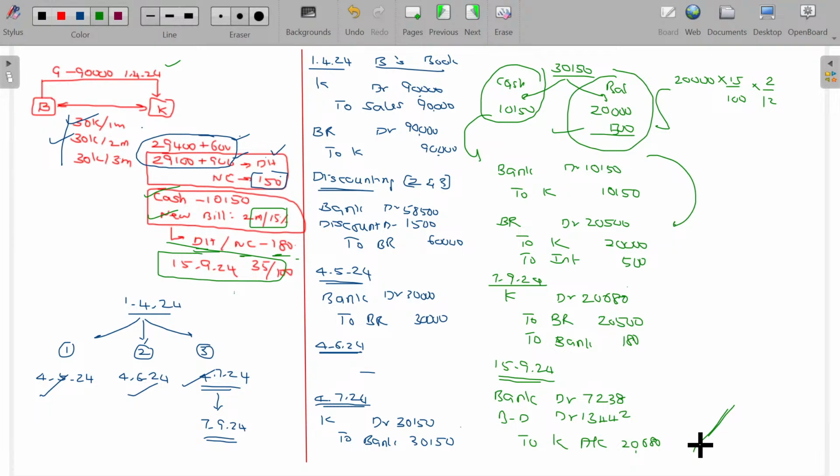You need not pass the entry for both the books. Sometimes you may be asked to pass the entry only in the books of drawer, and sometimes only in the books of drawee. Okay. Sometimes it may be in the books of endorsee also. We'll see the next illustration. Come on, make a note of it. If you have any doubt, you can ask me.